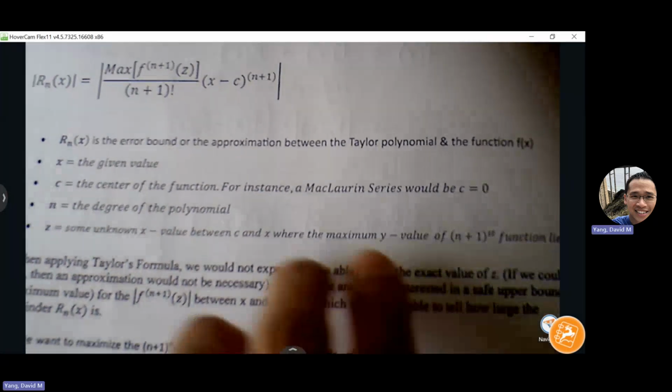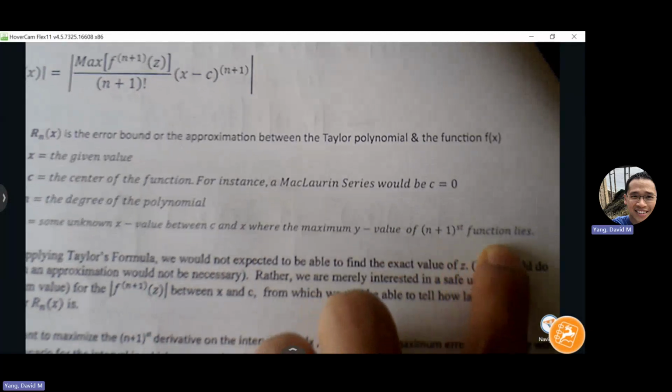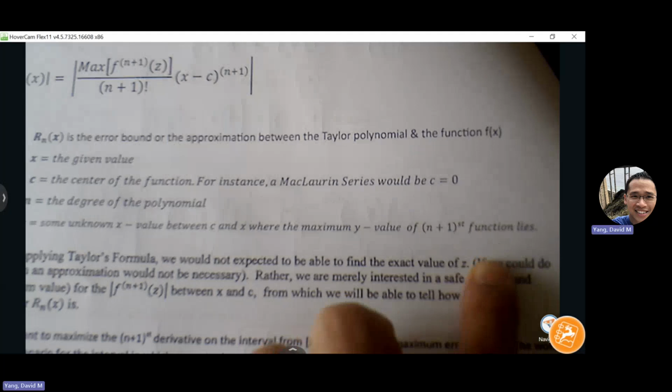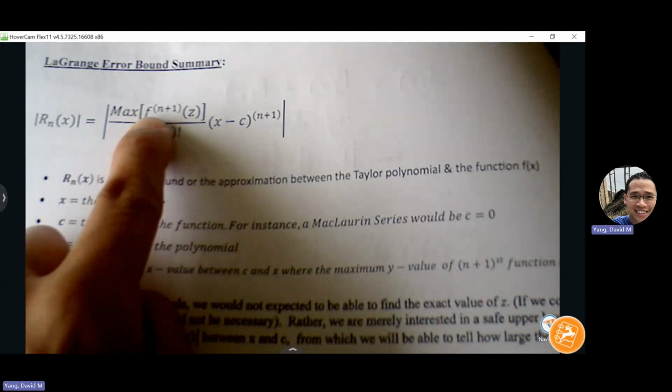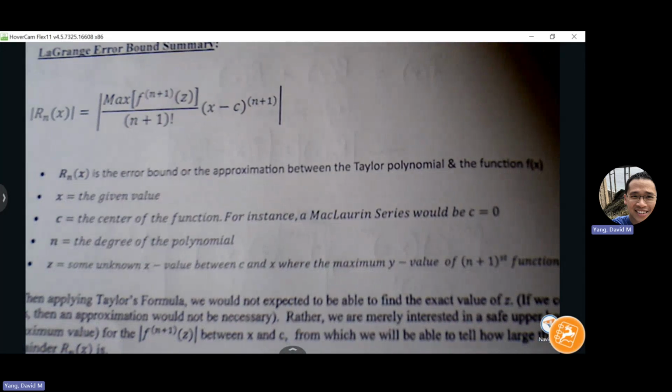And then we know where the maximum y value of the n plus first function lies. So if we want to find the maximum of the n plus first derivative, we just have to test f of c and f of x to see which one has the larger value. Whichever has the larger value will be a safe upper bound for that interval.